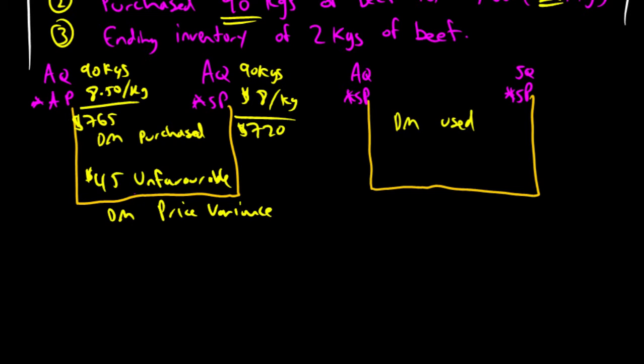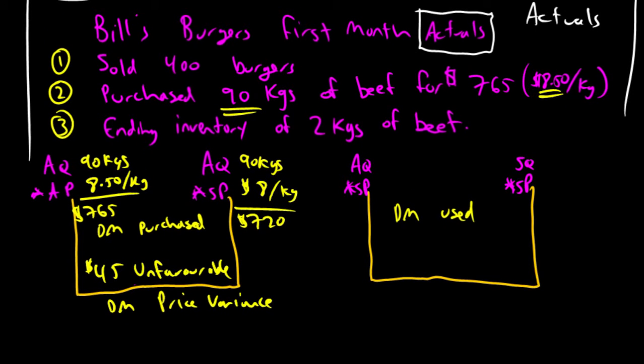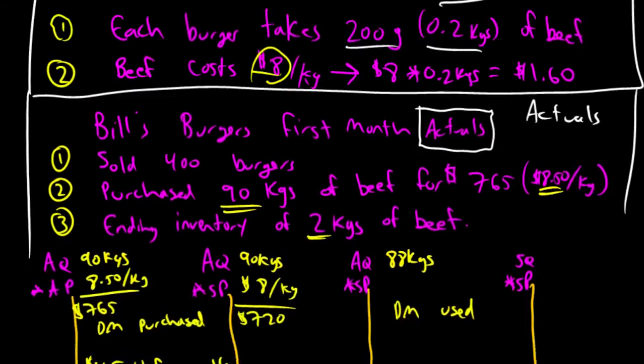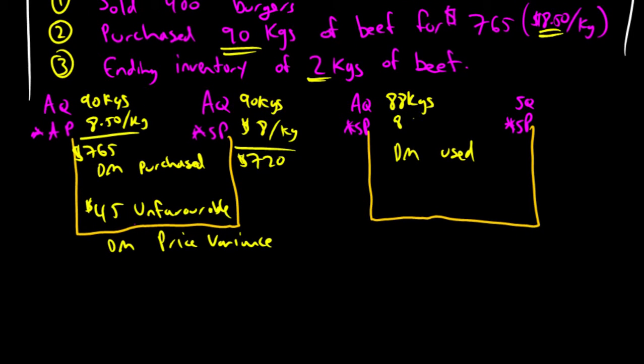Moving over to quantity, the direct materials used, we want to figure out the actual quantity of material that he used. He purchased 90 kilograms. He had 2 kilograms left over, so we can say, okay, he purchased 90, he had 2 left over. He must have used 88 kilograms. His standard price here, well, that didn't change. His standard price was and is $8 a kilogram. So he used 88 kilograms. The cost here was $8 a kilogram. I'm just going to erase that, write it a little lower. 88 times 8 is 704.